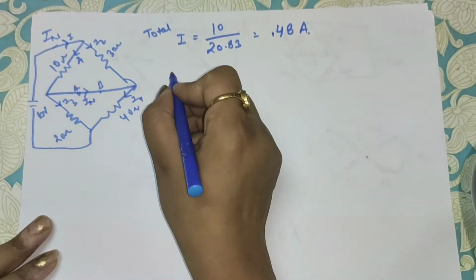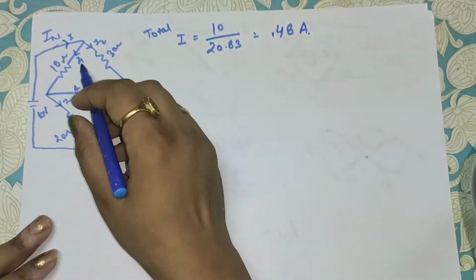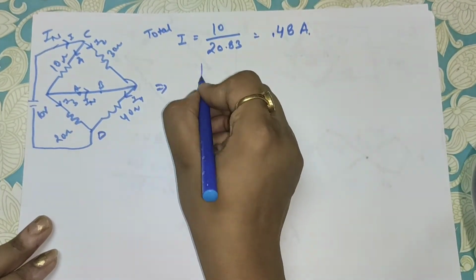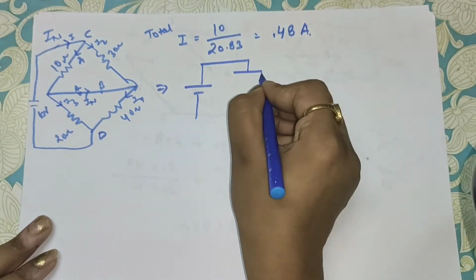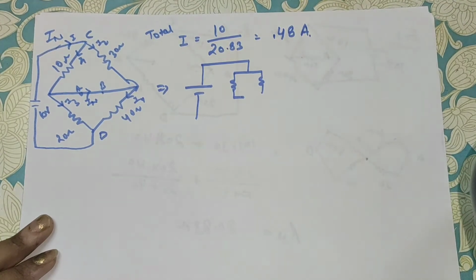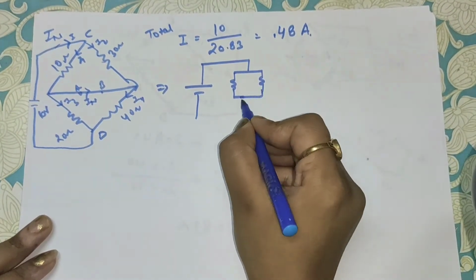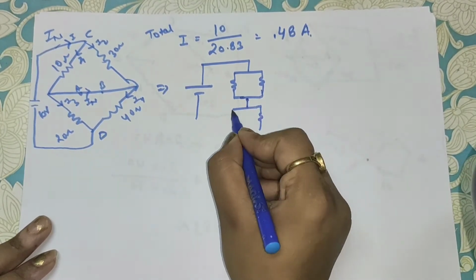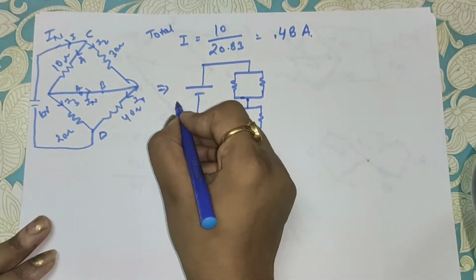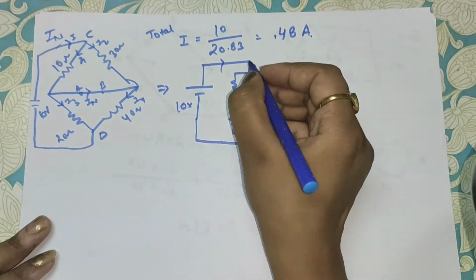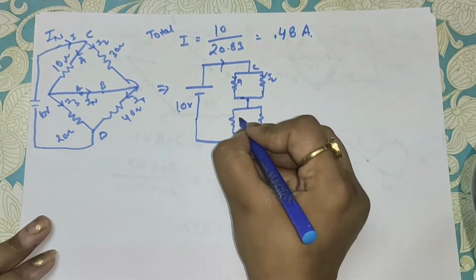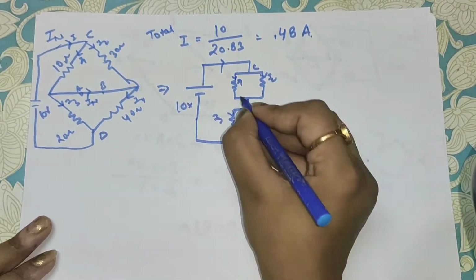Now I1 and I2 both are in parallel, you can draw this C and D. You can redraw this circuit. If you redraw, the calculation will be very easy for you. You can redraw like this, and this is short circuit. Because this is parallel, so you can make it like this. 10 volt. I current is flowing from here, that is calculated 0.48 ampere. I1 and I2 at terminal C, and this is I3 and this is I4.